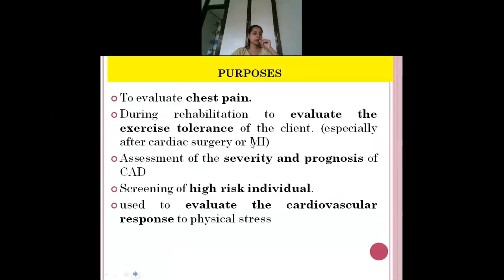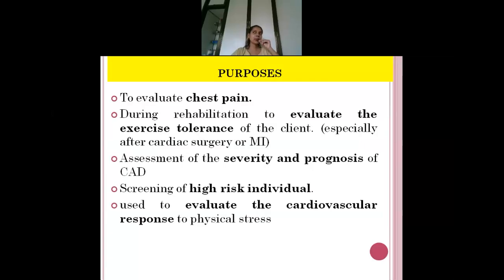Now, purposes or indications. As I told you, most of the time it is done in case of ischemic heart disease, like to diagnose coronary artery diseases or ischemic heart diseases, or most of the time in the case of myocardial infarction, where the person will be having chest pain. To evaluate further, you perform the exercise stress test. One more reason is to evaluate the exercise tolerance of the client. For example, we want to know the ability of the heart, how much it will respond to the stress. So you perform the exercise stress test.